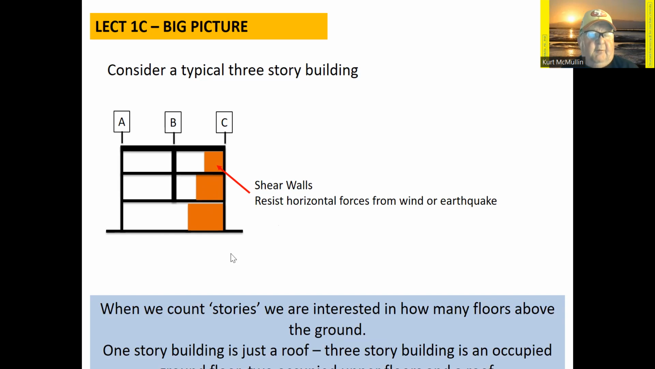We want to keep in mind that when we count stories, we're interested in how many floors are above the ground. A one-story building is essentially a roof. A two-story building, three-story building, we may have three occupied areas, but the bottom area is actually standing on the ground. What we're interested in is what's supporting the building above the ground.